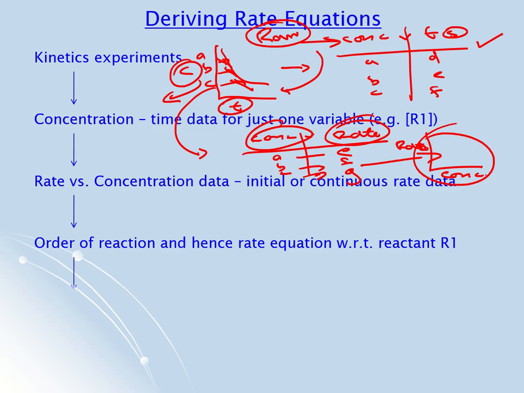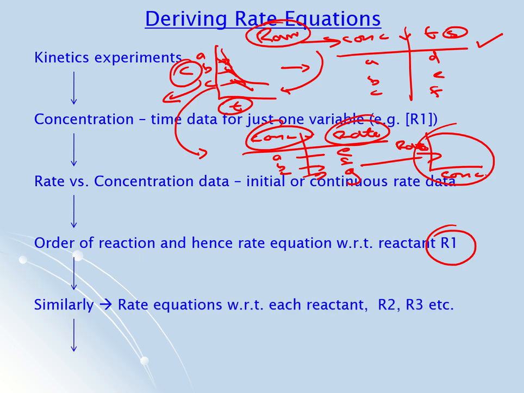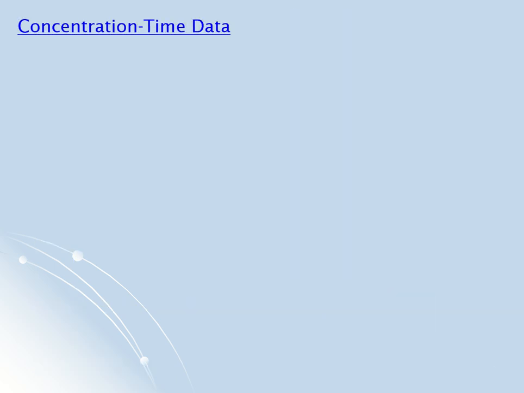So we now have our order with respect to, it might be, just reactant 1. And we will then go back and do exactly the same thing. If we have 3 reactants, we'll do the same for reactant 2, keeping reactants 1 and 3 constant but in excess. Then we will do the same again for reactant 3, keeping reactants 1 and 2 constant but in excess, and we will change the concentration of reactant 3. That will give us eventually, after all of that, our overall rate equation.